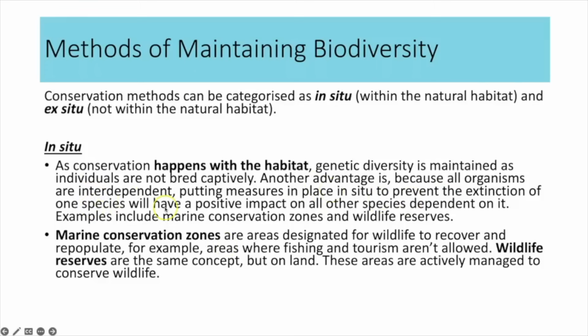So for example, marine conservation zones and wildlife reserves are in situ methods of maintaining biodiversity. And marine conservation zones are designated for wildlife to recover and repopulate, for example, areas where fishing and tourism aren't allowed. Wildlife reserves are the same concept but on land, so these areas are actively managed to conserve the wildlife.